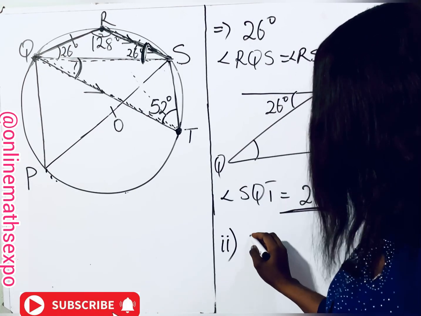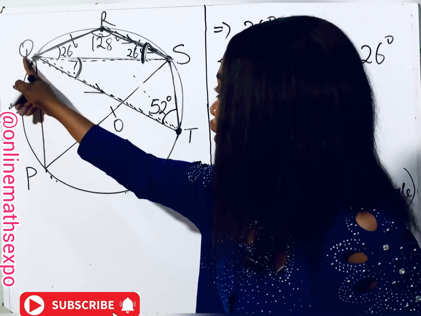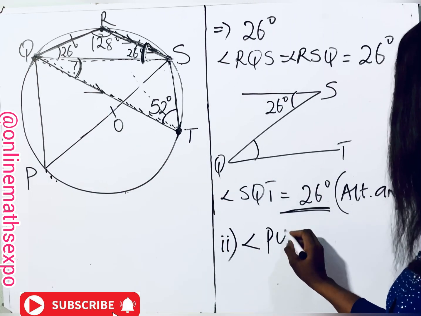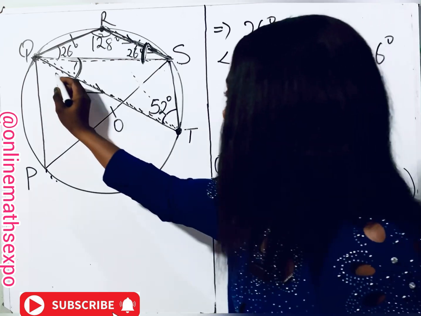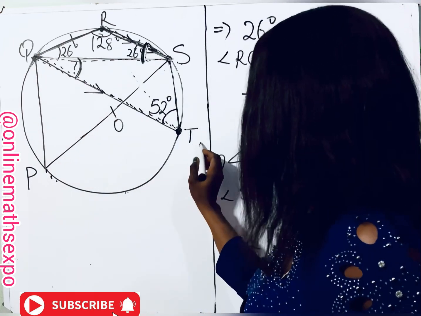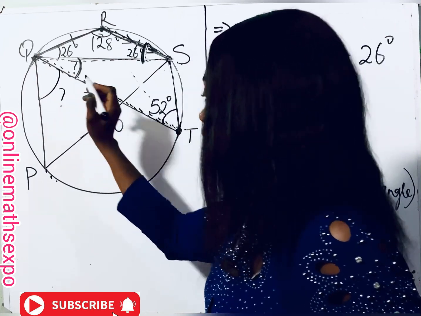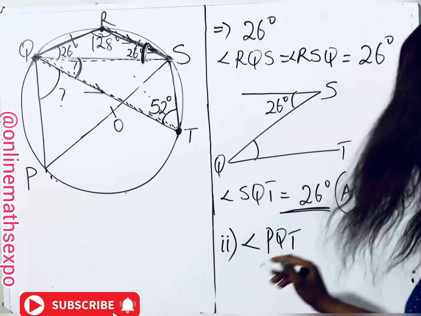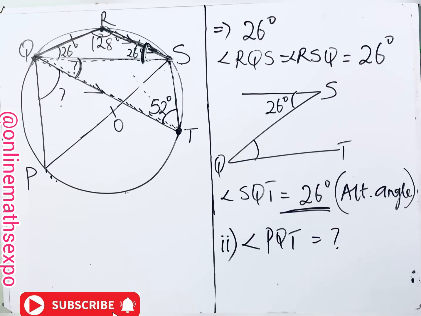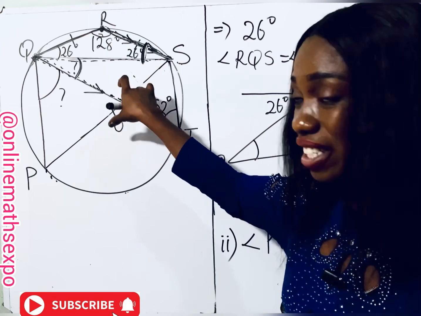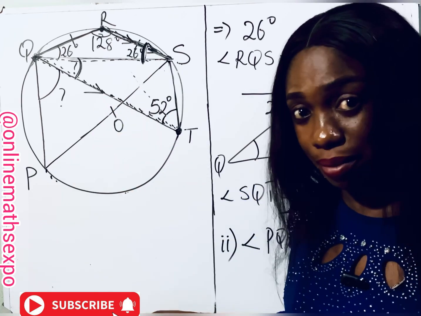We are told to find angle PQT. PQT. So this is the angle we are looking for. PQT means you are looking for this angle. Now, how do you find it? That is the question. Remember we said everything you need is here. So go back to the diagram, okay?